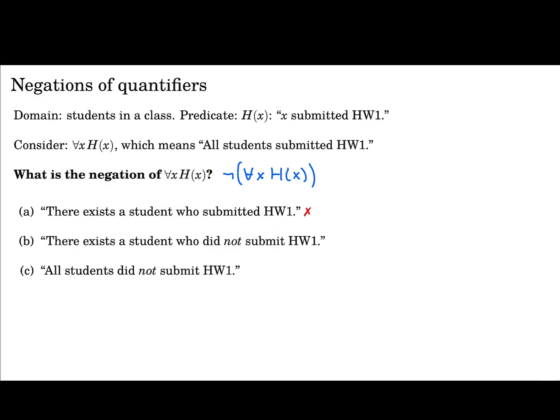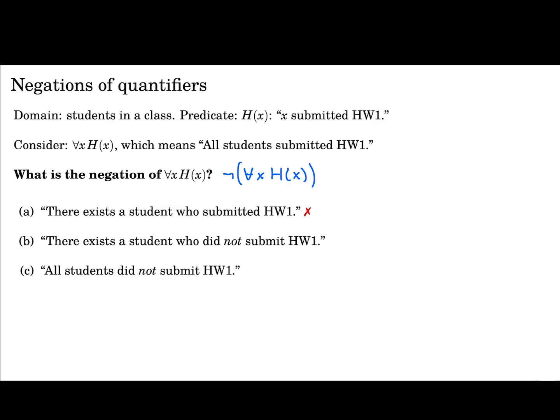So I would say no for that. Why? Because if there exists a student who submitted homework 1, it can still be the case that all the students submitted homework 1. So this does not negate this here. Now, is it the case that there exists a student who did not submit homework 1?